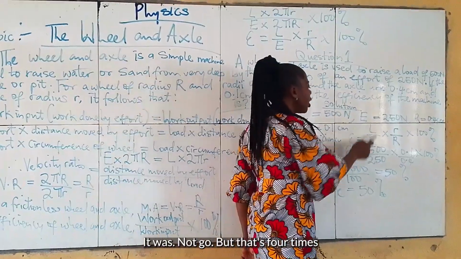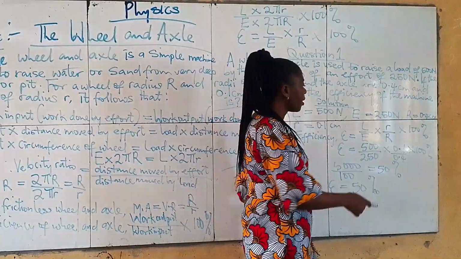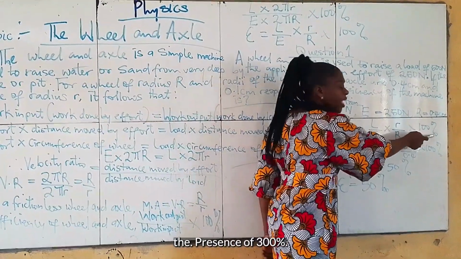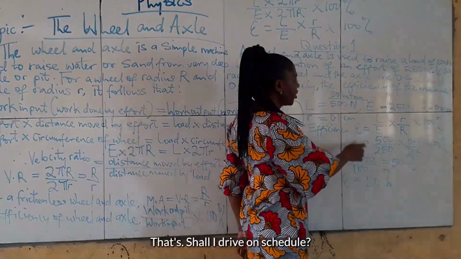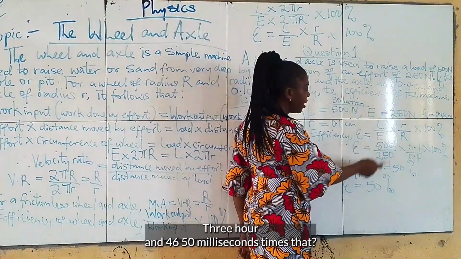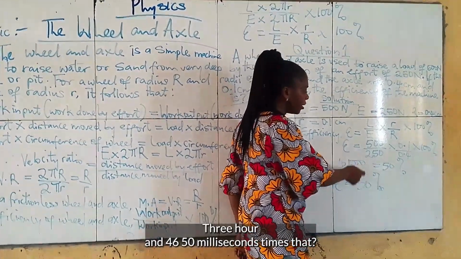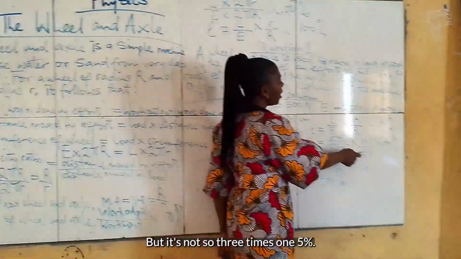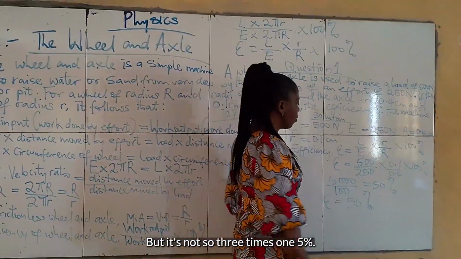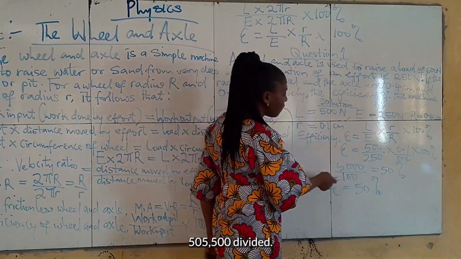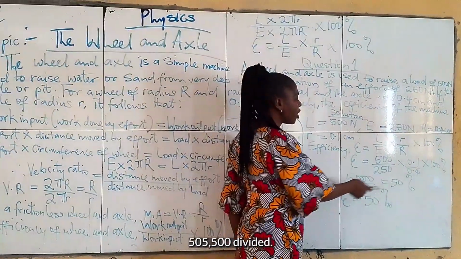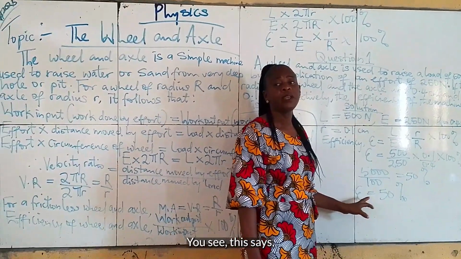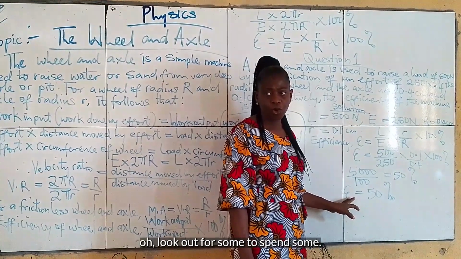Efficiency equals load over effort times radius of axle over radius of wheel times 100%. Efficiency, our load is 500 Newton, our effort is 250 Newton, times radius of axle over radius of wheel, times 100%. When you work it out, you have 5,000 over 100. 5,000 divided by 100, we have 50%. So efficiency is 50%. We'll look at question 2.